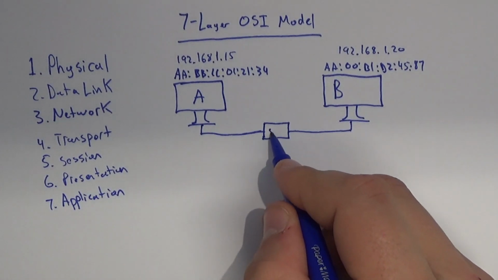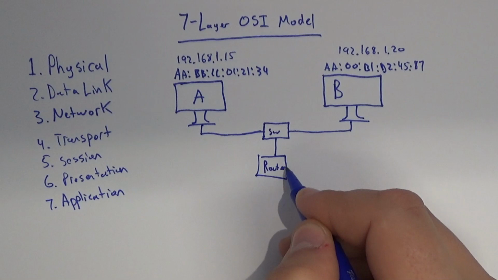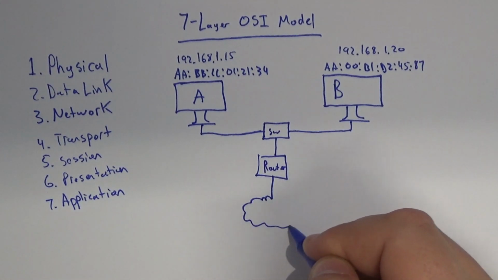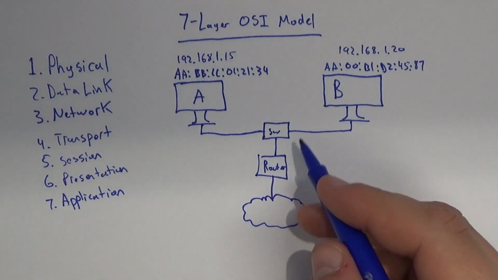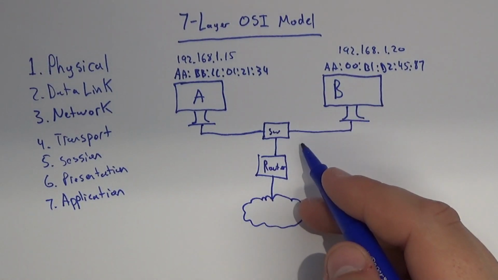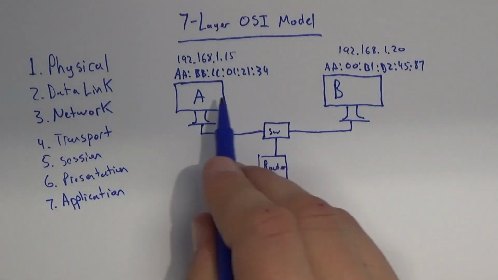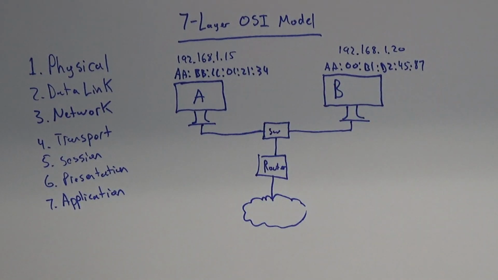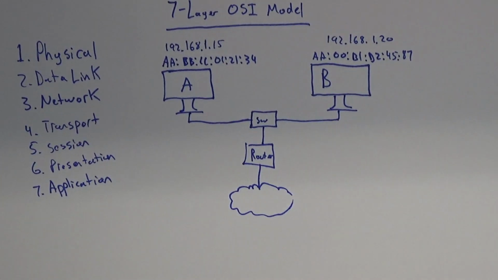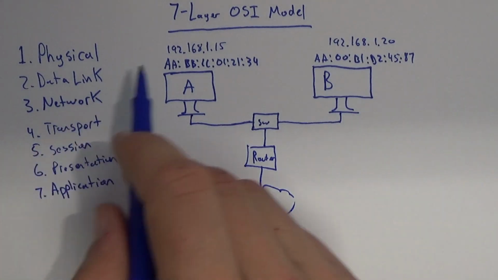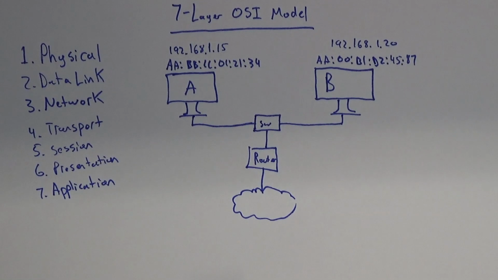So maybe this guy is a switch, and now we've got a router who takes us out to the internet. Nice little cloud there. Okay. So the router is going to separate the internet from the rest of the local area network. These guys are going to be on a local area network, and now these two can have conversations with one another without having to worry about everybody else in the world being part of that conversation. Okay, so the network layer, all about IP addresses and grouping computers into logical networks.